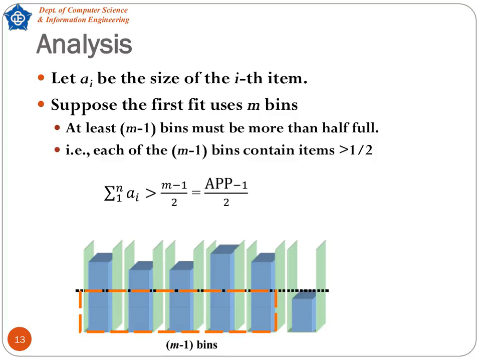From this critical observation, we can derive a powerful mathematical inequality. The total sum of all item sizes, represented by the sum of a_i from 1 to n, must be greater than m1 divided by 2. This is also equivalent to APP divided by 2, where APP represents the total capacity used by the algorithm. This inequality provides a vital lower bound on the total size of items, directly tied to the number of bins utilized.